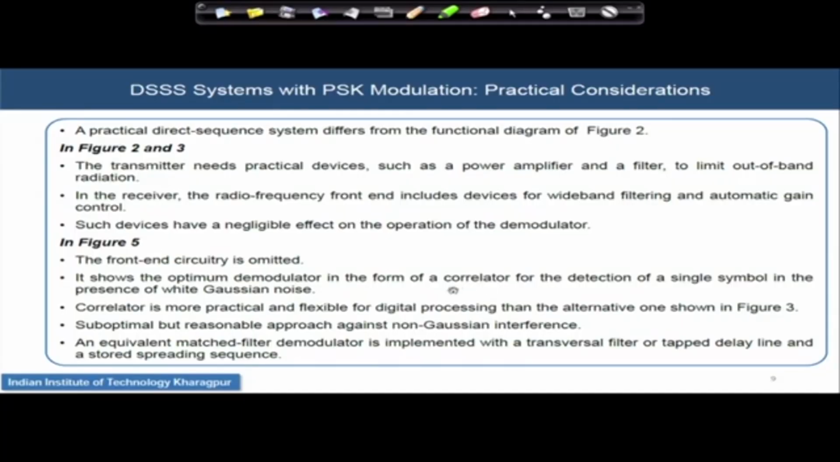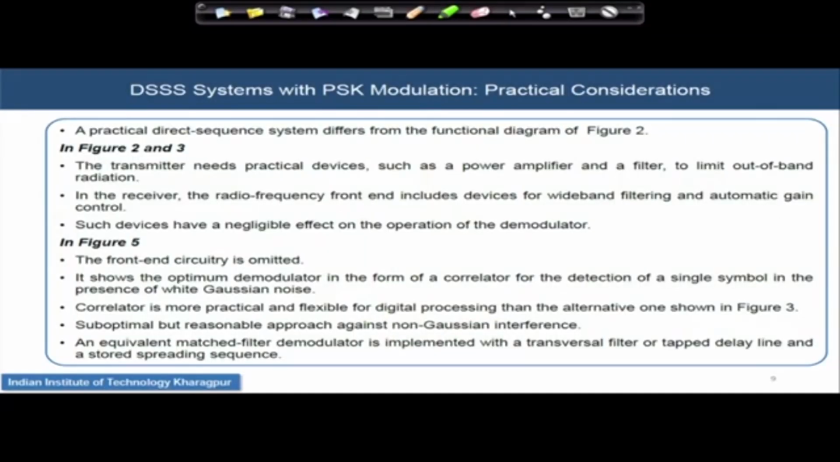We will put more stress on the demodulator circuitry, the optimum demodulator designed here in the form of a correlator for the detection of the symbol in the presence of white Gaussian noise. The equivalent matched filter demodulator is implemented in practice by means of a tapped delay line or transversal filter, and the stored spreading sequence is also utilized for the online or offline processing of the spreading in the receiver circuitry. So, in the next module we will continue with the architecture already mentioned in figure 5 in detail, to do the performance analysis of direct sequence spread spectrum systems.